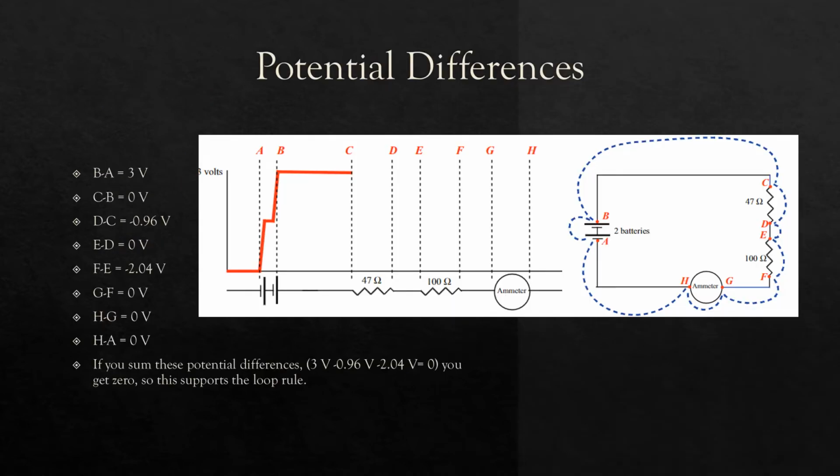Potential differences. I'm going to go through the potential differences that we got for each of the nodes. For BA, it is equal to 3 volts, CB, 0 volts, DC, negative 0.96 volts, ED, 0 volts, FE, negative 2.04 volts, GF is equal to 0 volts, HG is equal to 0 volts, HA is also equal to 0 volts. And if you sum up these potential differences, 3 volts, negative 0.96 volts, negative 2.04 volts, you get 0, which supports the loop rule.